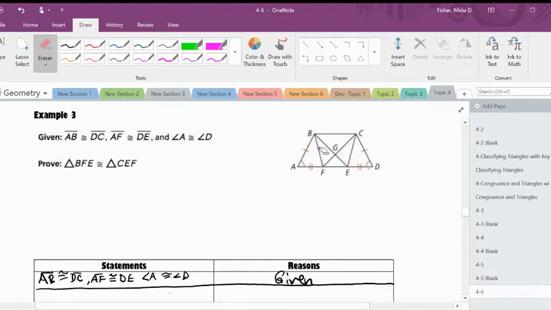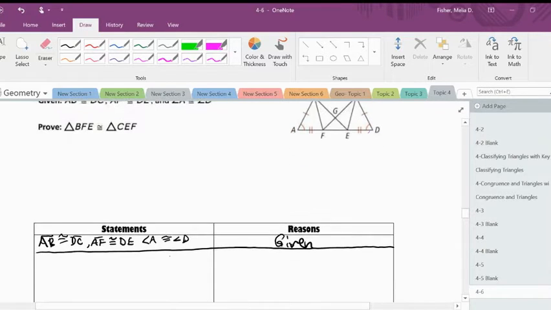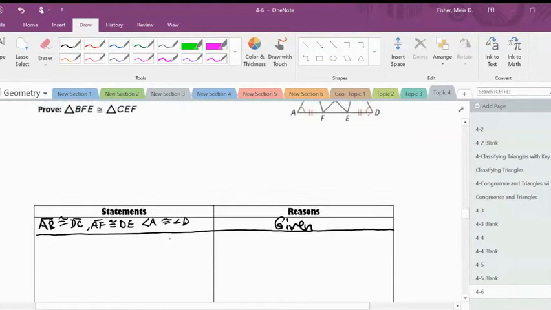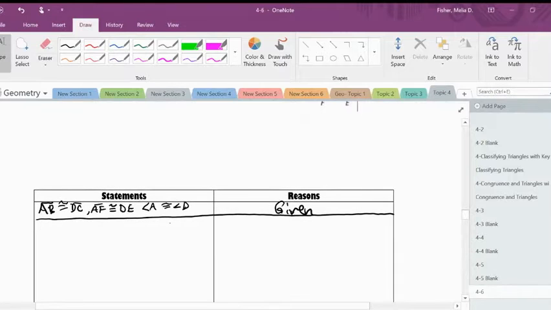Using the given information, we can draw another conclusion. So we're going to say that triangle DCE is congruent to triangle ABF. And our reason is the side angle side congruency theorem.